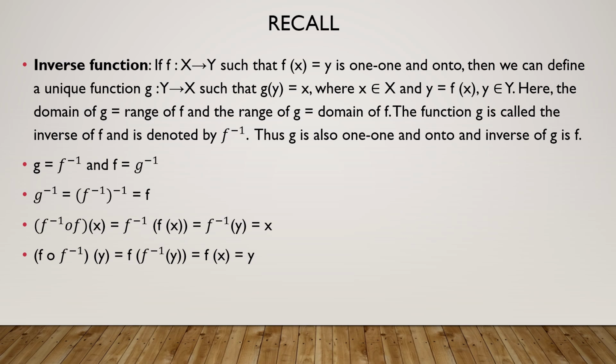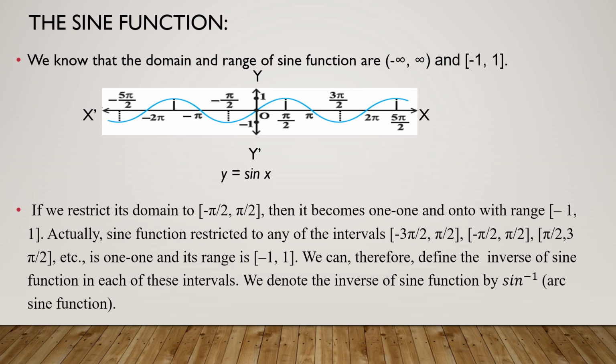Here g and f are one-one and onto functions. To understand the inverse trigonometric functions, first we will take the sine function. First we will understand the sine function and then the inverse of sine. Now we know that the domain and range of the sine function are respectively minus infinity to infinity and minus 1 to 1.